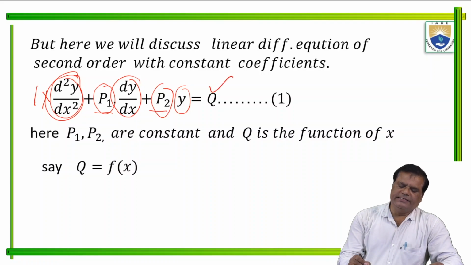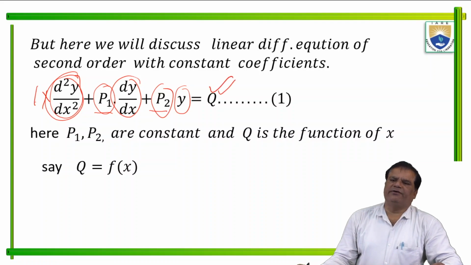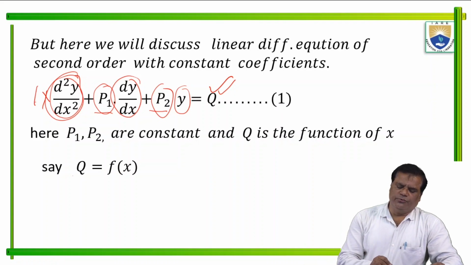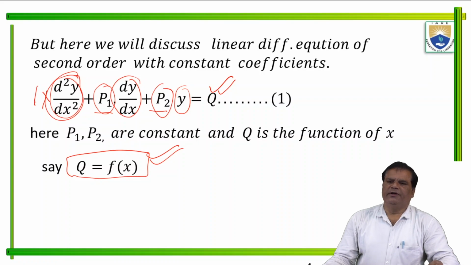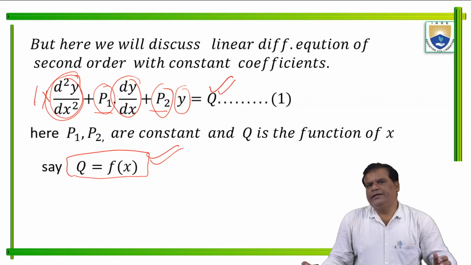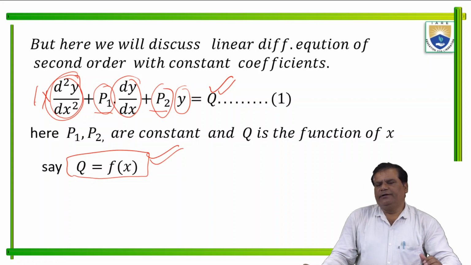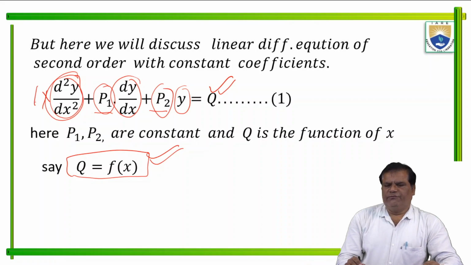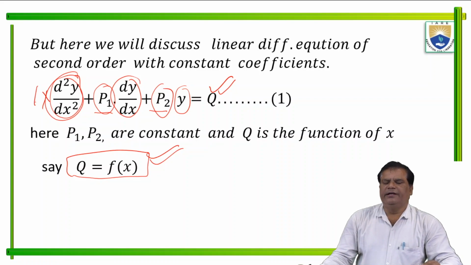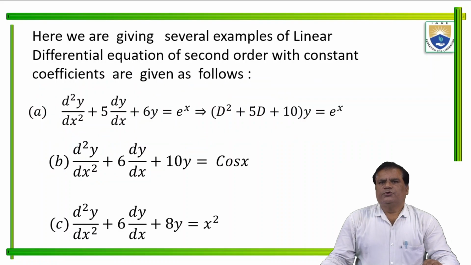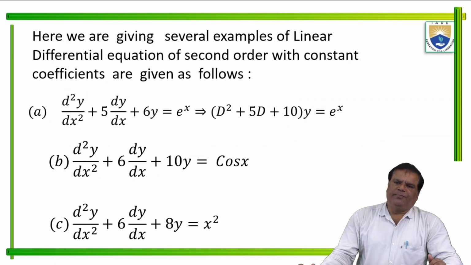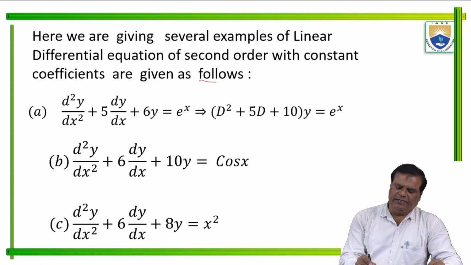And on the right hand side is Q. Q is a function of x. Q equal to f of x. We can say that Q is f of x, and P1, P2 are numbers. So in detail, today we are solving equation 1, which is known as a linear differential equation of second order with constant coefficients. Here we are giving several examples of linear differential equations of second order with constant coefficient, which are given as follows.